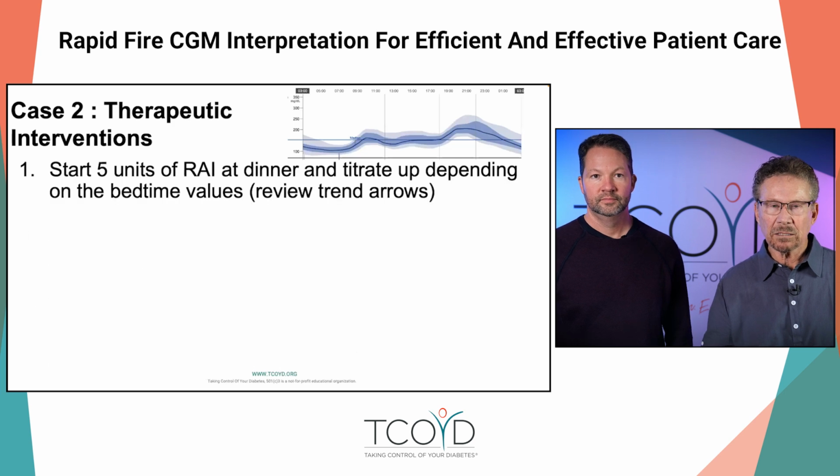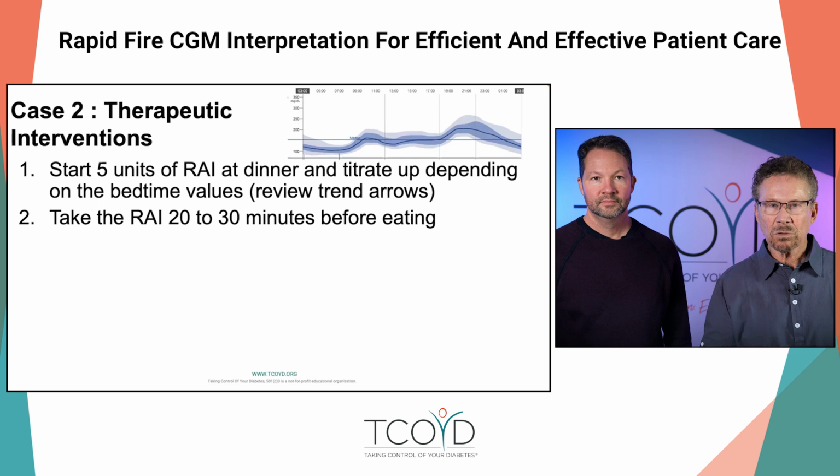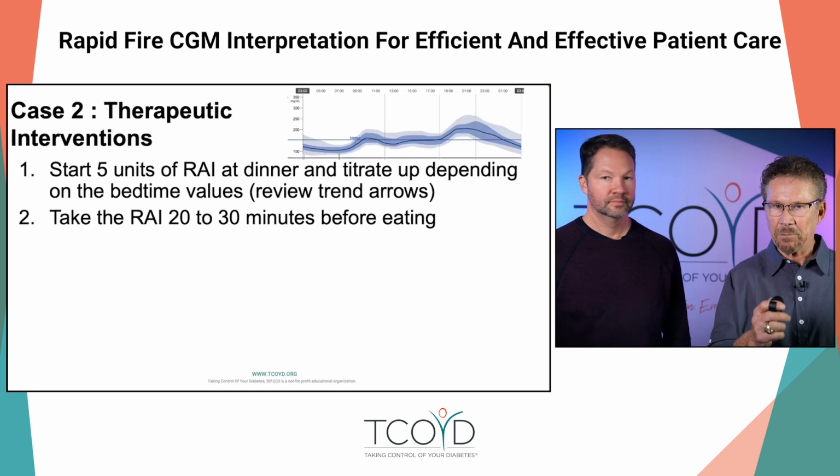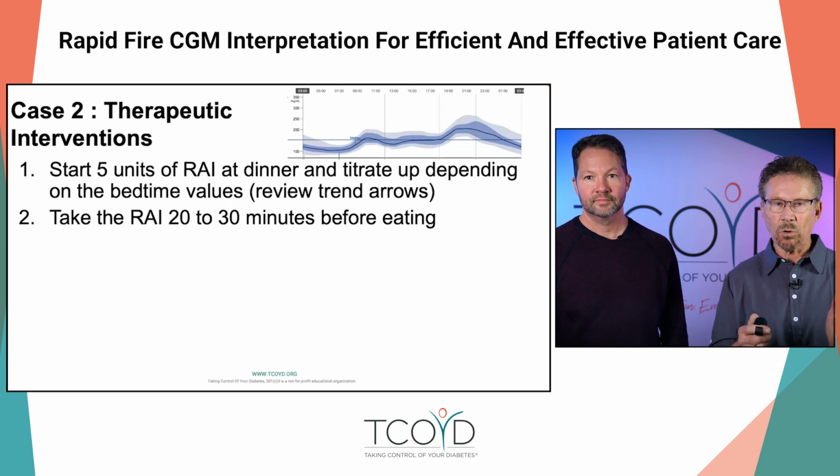So basically, I started rapid-acting insulin at dinner, titrated up slowly, and really educated him on trend arrows. Also asked him to take his rapid-acting insulin, Humalog or Novolog or one of the fast-actings, 20 to 30 minutes before eating. We know that's important.